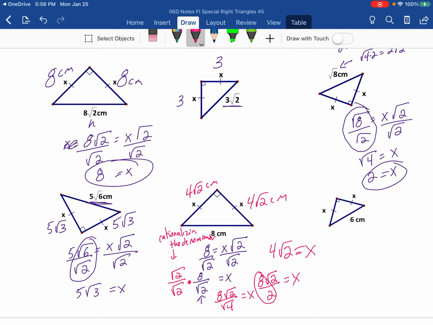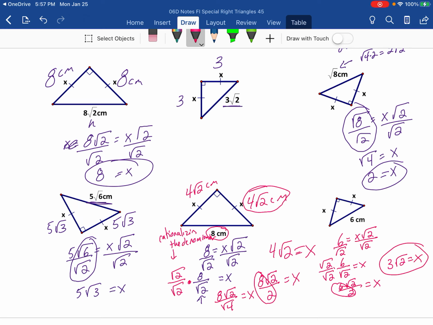And this is actually a second, and I'm going to show you this pattern. So my hypotenuse is 8, my leg was 4 radical 2. So I do the same thing here. I know 6 is equal to my leg times radical 2. Divide by radical 2, divide by radical 2. 6 over radical 2 is equal to x. Multiply by radical 2 over radical 2 because I'm going to get rid of my radical. 6 radical 2 over 2 is equal to x. 6 divided by 2 is 3. And that's my answer. This is going to be 3 radical 2 centimeters.